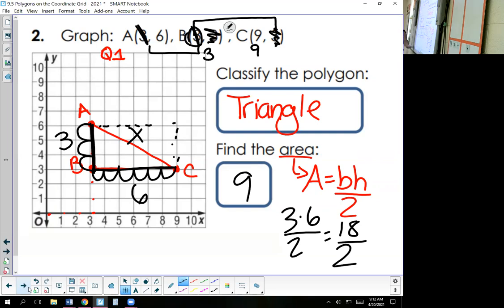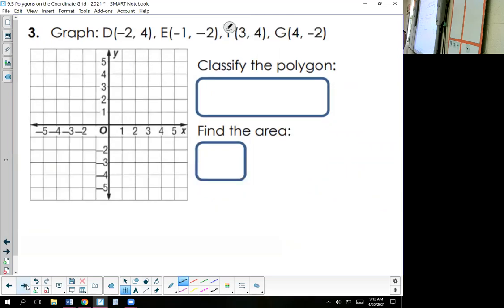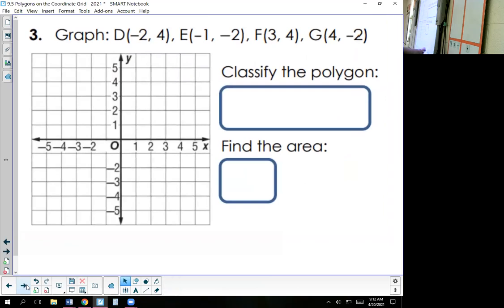Okay, now let's look at the next one. This one's different. This one's new. If you have not practiced plotting in all 4 quadrants, this is the one you really need to pay attention to. There are 4 points, so it could be a quadrilateral. Well, it is a quadrilateral, sorry. It could be a parallelogram or rectangle or square. I just don't know which one it is. So we have to graph it.